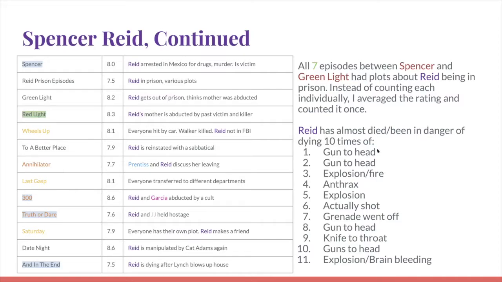I also did keep track of the 11 times actually, that Reid almost dies because it happened to him the most. He cannot catch a break. So we have gun to head, explosion/fire, anthrax, explosion, actually shot, grenade went off, gun to head, knife to throat, gun to head, and explosion, brain bleeding.